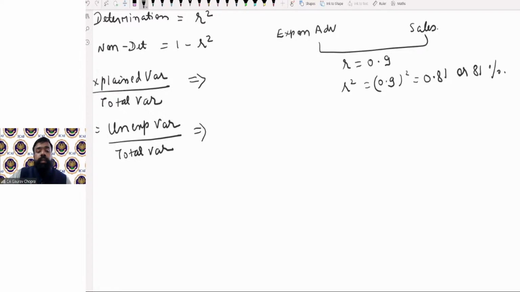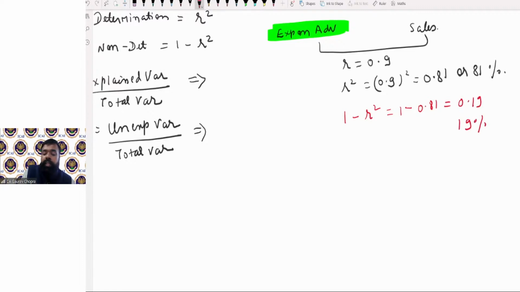तो इसका क्या मतलब है कि ओवरऑल जितना भी वेरिएशन है उसमें से 81% is due to advertisement expenditure. This is explained variance, कि हमें पता है कि वेरिएशन किस वजह से है. सेल्स इंक्रीज हो गई, बट सेल्स इंक्रीज क्यों हुई? Because of advertisement. This is the explained variance. What about the remaining 19%? So 1 minus r square, that is 1 minus 0.81. So it is 19%. तो ये 19% क्या है?